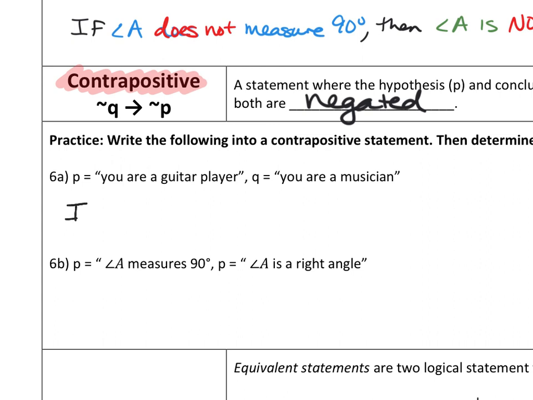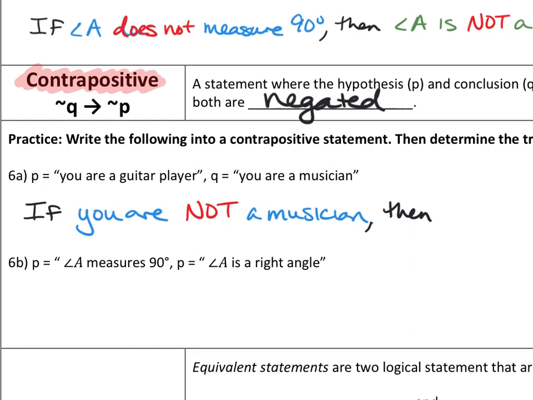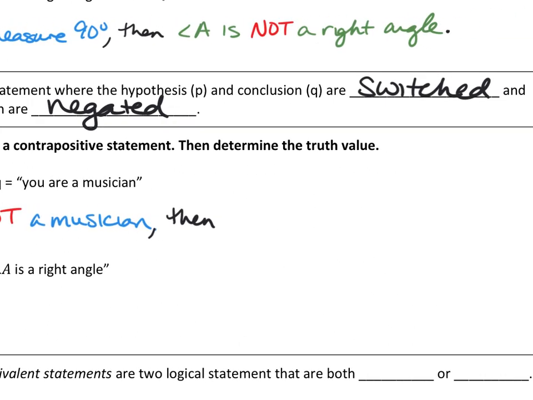We would first say if, contrapositive. So the Q goes first. It's actually the first thing. It's the if statement. If you are not a musician, then what? Then you are not a guitar player. Very good.